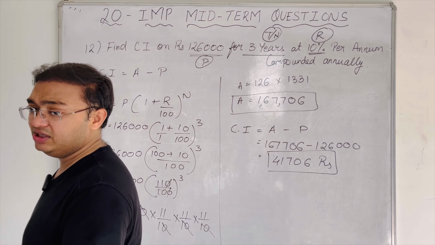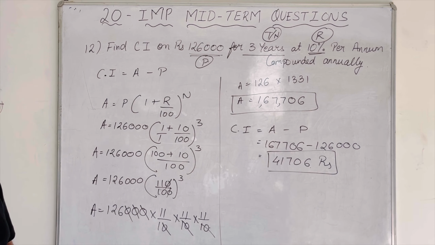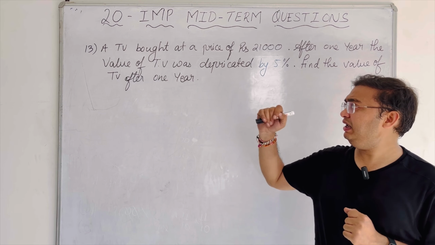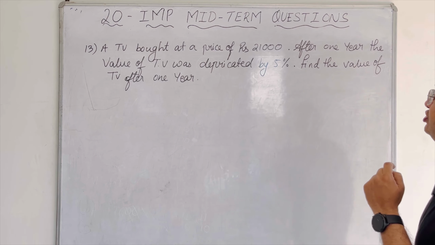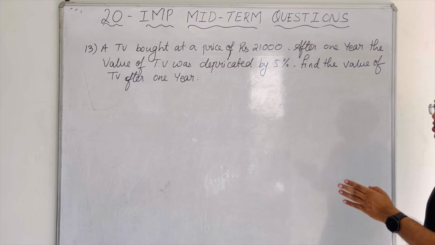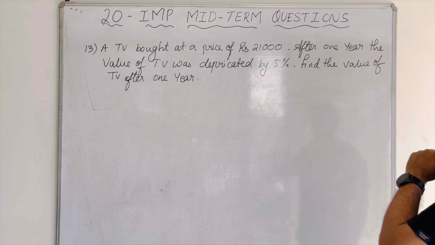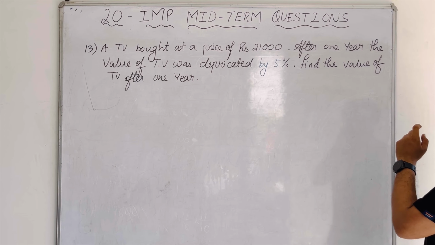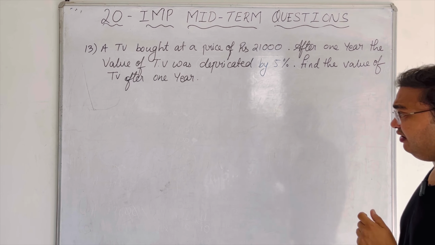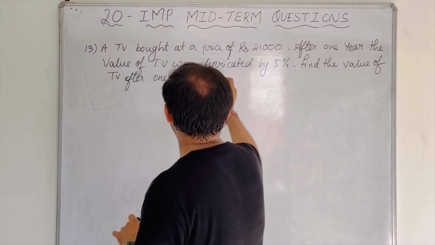So let's move towards our next question, that is question 13. Question 13. A TV bought at a price of rupees 21,000. After 1 year, the value of the TV was depreciated by 5%. Find the value of the TV after 1 year. Here the question is of depreciation.